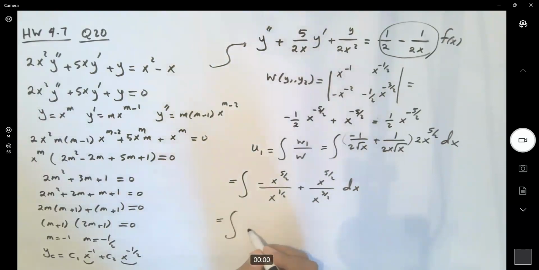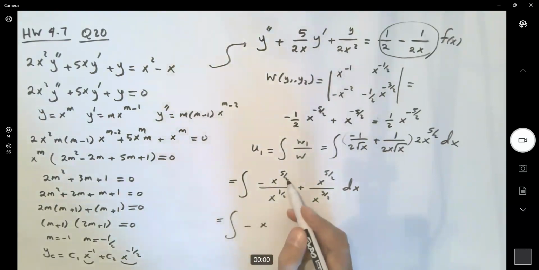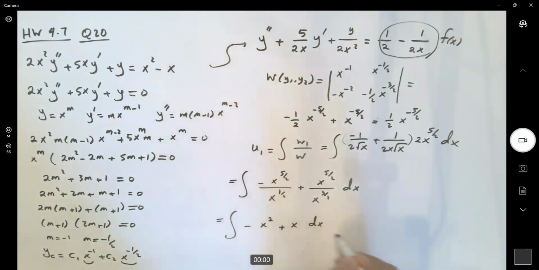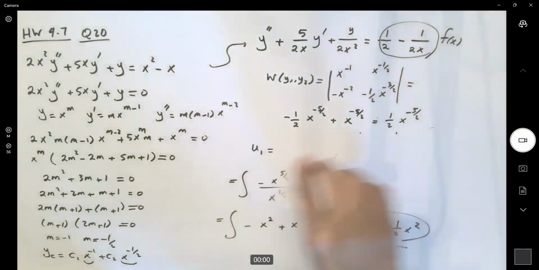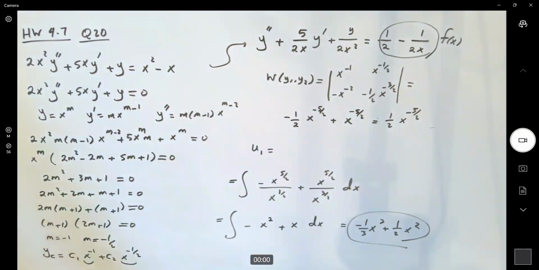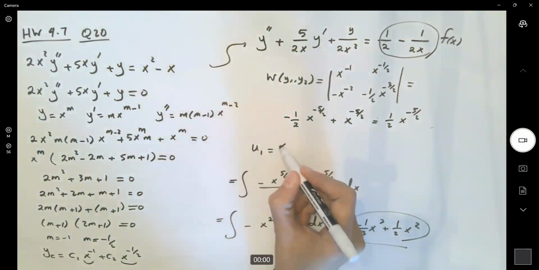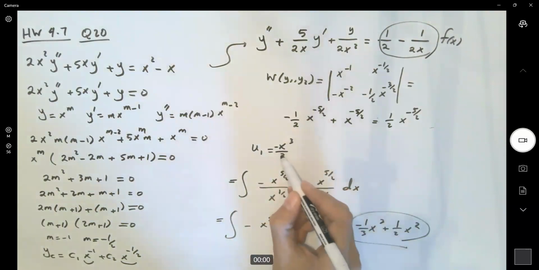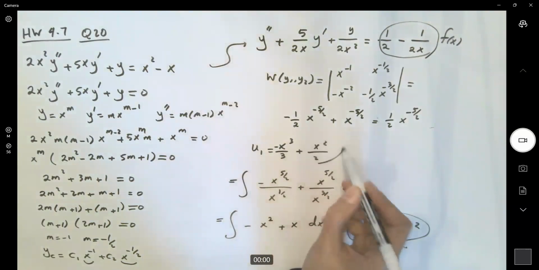This becomes the integral of -x squared. If you do the subtraction, you get 5 divided by 2 minus a half, which is 4 over 2, or just 2. And here you have plus x dx. This becomes -1/3 x cubed plus a half x squared. What is this? This is your u sub 1. Okay, very good. So let us write down u1 here, and then we move on to find u2: negative x cubed divided by 3 plus x squared over 2. This is my u1.